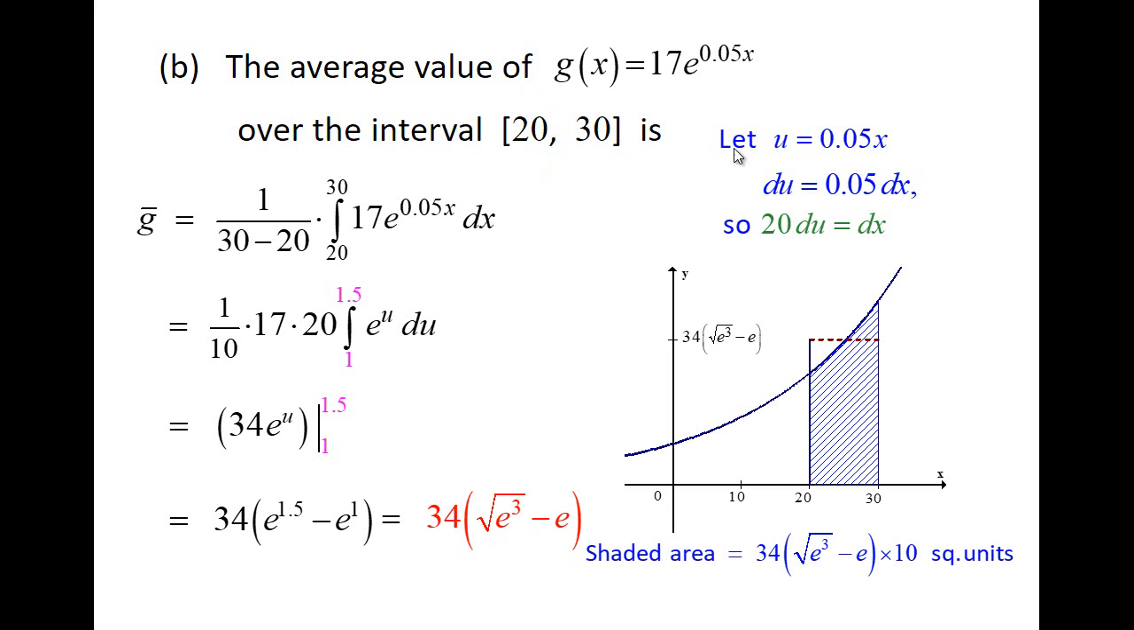And if you look at the graph of this function g of x, that's here, and then between 20 and 30, that's the graph here. And the average value is 34 root of e cubed minus e. You can approximate that by using your calculator, but that's about right here. And then you can see that the area of the shaded region would be the same as the average value multiplied by the length of this interval from here. So 10 times the average value would be the shaded area.